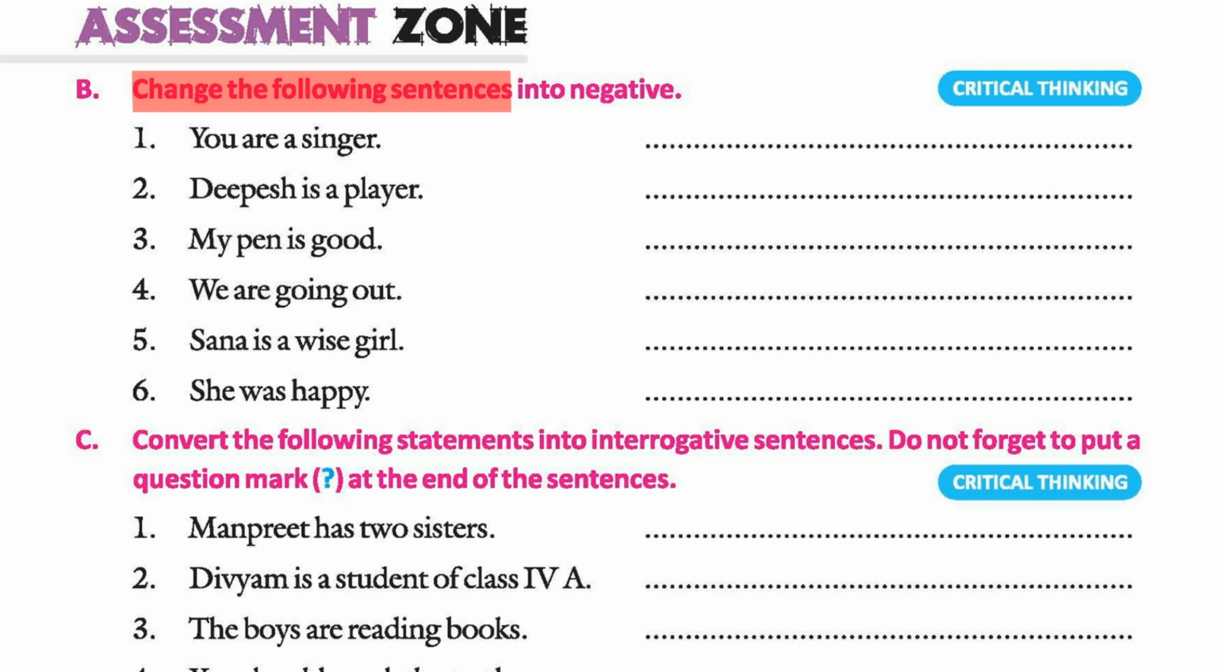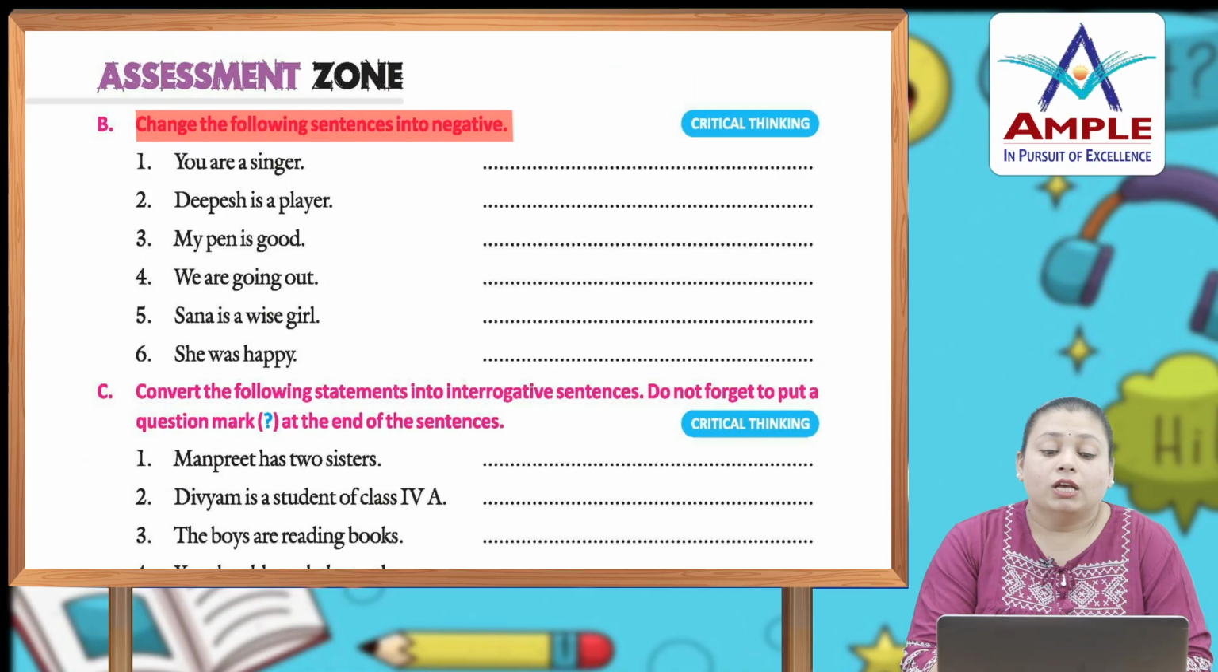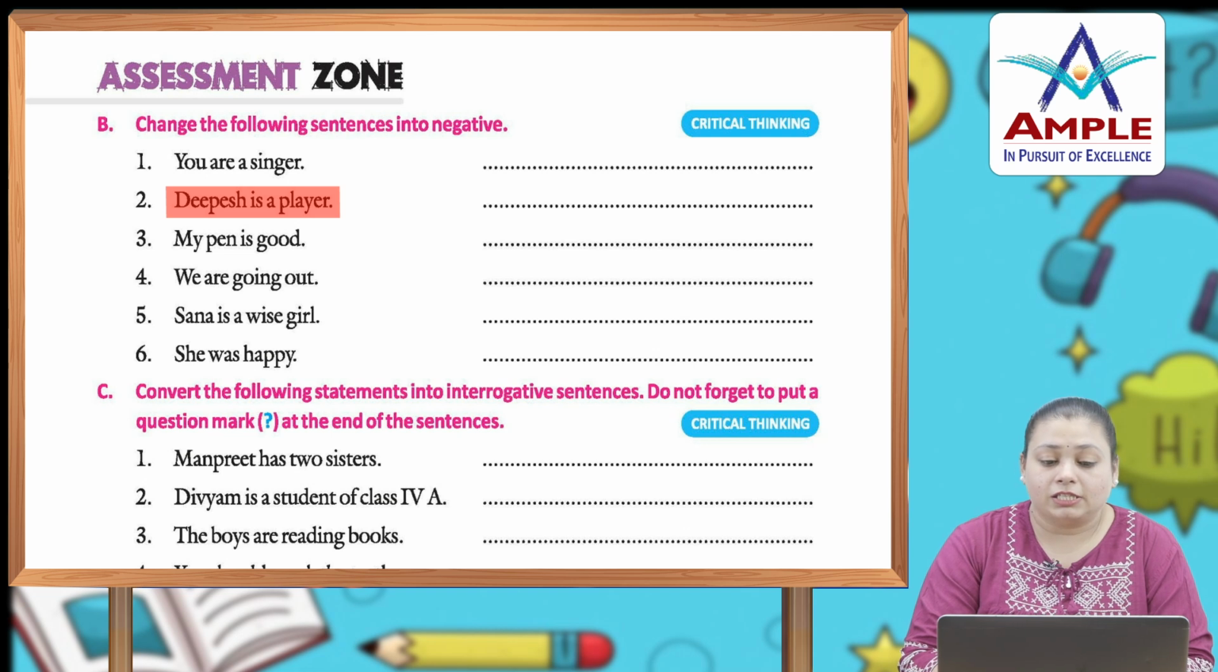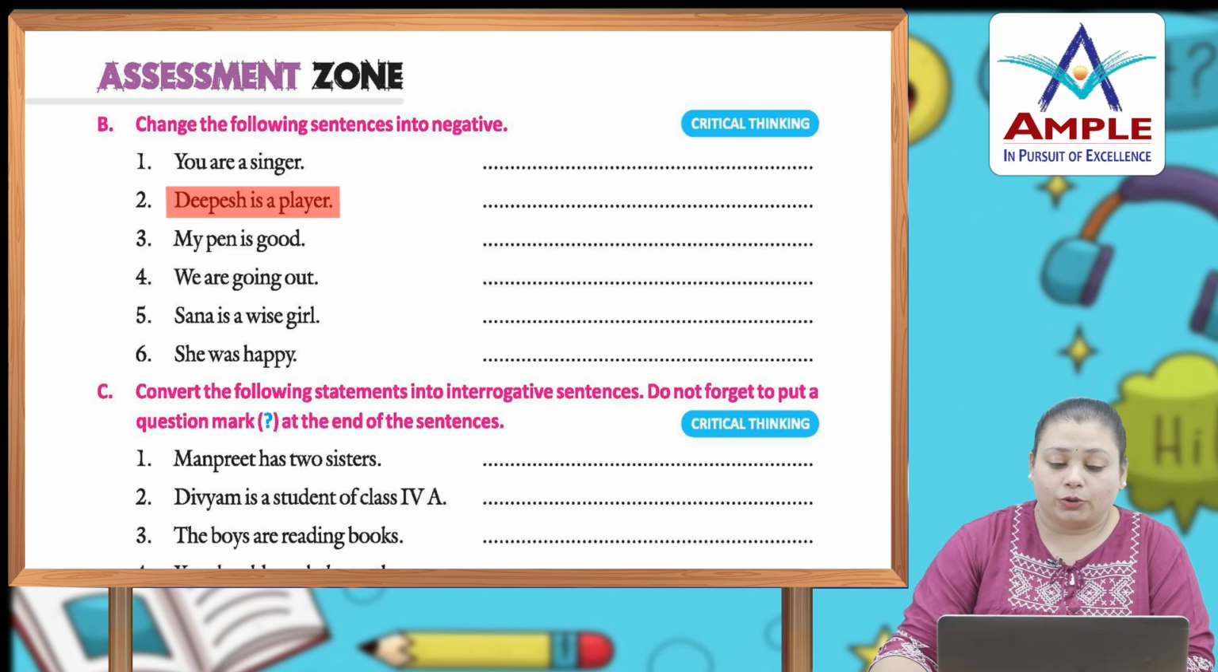Okay, now moving to next, assessment zone B. Change the following sentences into negative. Now you have to change these sentences into negative sentences, so you have to put a no. Okay, so number 1, you are a singer. You are not a singer. Number 2, Dipesh is a player. Dipesh is not a player. Okay, so this is how you put a no or not in between the sentence and make it into a negative sentence. Now do the rest of the part on your own.